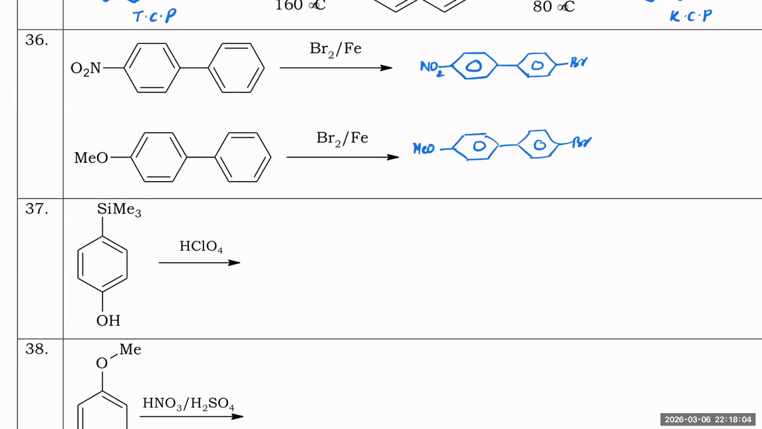SiMe3, this will easily leave from here and gets H plus from here with OH, and this will convert into trimethylsilyl plus and ClO4 minus. Okay, correct. This is the product formation.